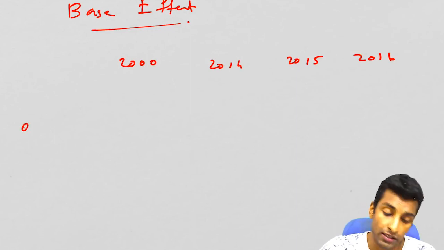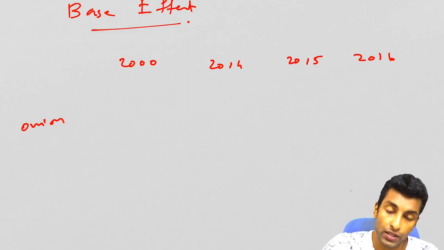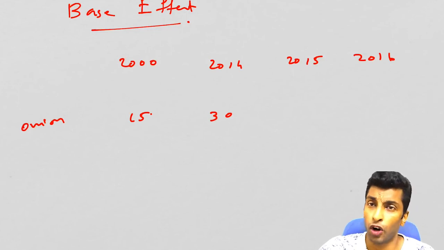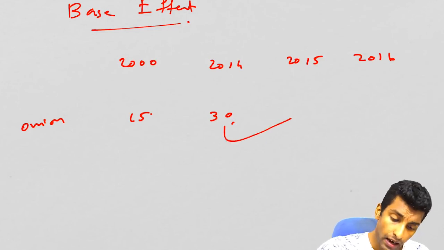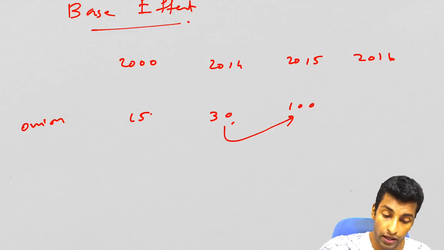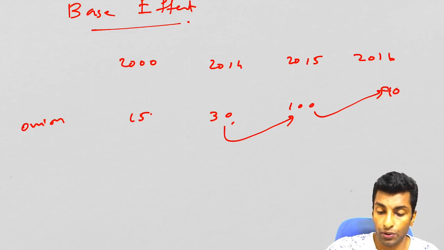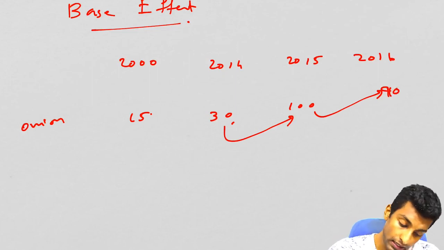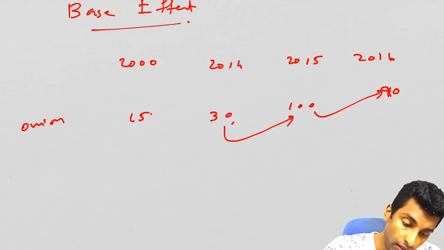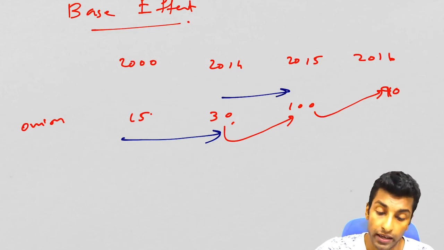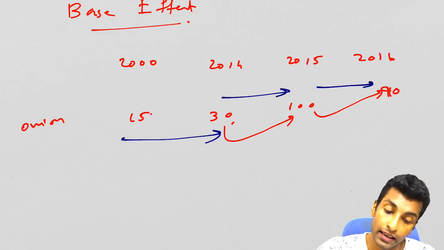Let's take the price of onion in 2000 as, let's say, 15 rupees. Then in 2014 it is 30 rupees. There was a normal increase from 15 to 30. Now suddenly there was a big increase to 100. Then this 100 was reduced to 90. So this 15 to 30 increase over a period of 4 years was normal, but this is sudden. Now here there is a decrease, and you will write 90.